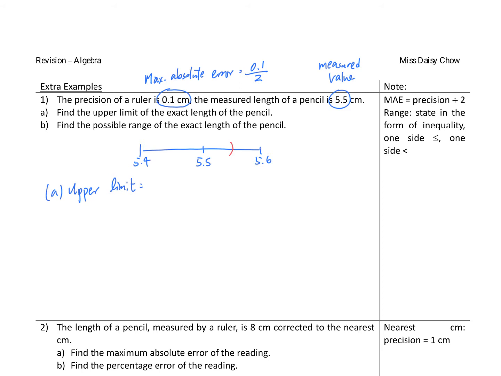Okay, so this one would be 5.5 plus 0.1 divided by 2. That means the maximum absolute error. Okay, so it would be this value. So this one would be 5.55 cm.